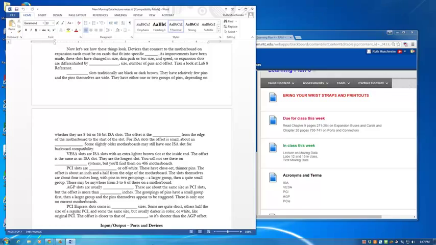VESA slots are the same as ISA slots with an extra lighter brown slot at the inside end. The offset is the same as the ISA slot. VESA slots are the longest slot. You will not see these on current systems, but you will find them on 486 generation motherboards.